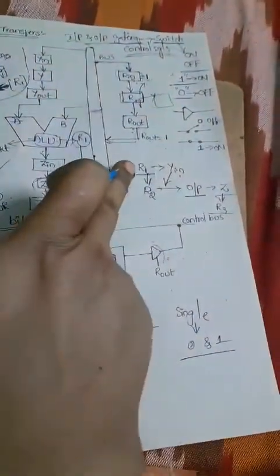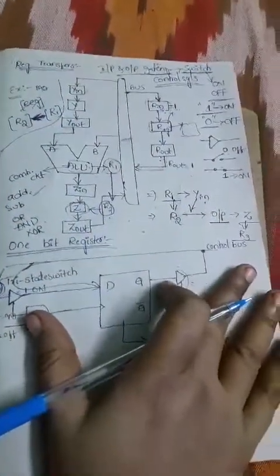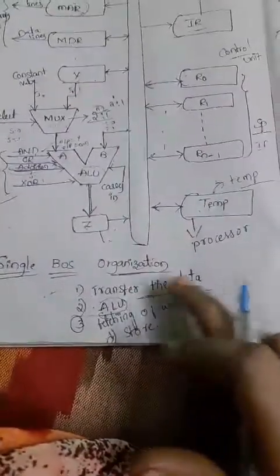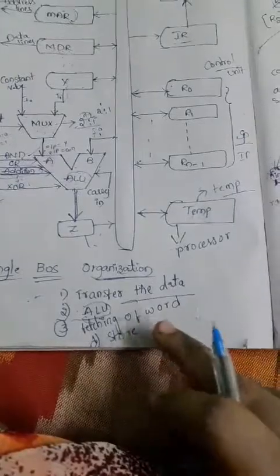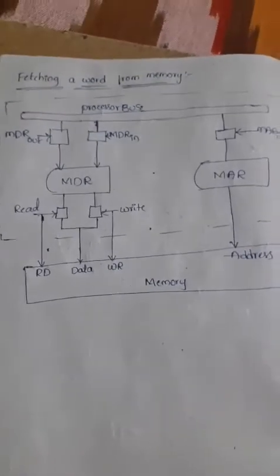That means we can transfer the information from R1 to R2, R2 to R3. Like that we are sending the information. Okay, so this is the register transfer information, so two operations are completed. Now we'll come to the fetching of a word, that is the third operation. We have a particular diagram for this fetching of a word.